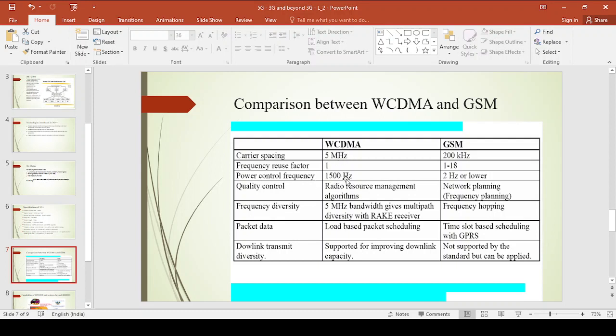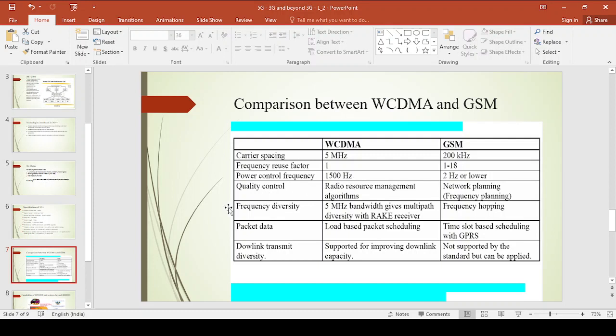and that is 1500 hertz for WCDMA and 2 hertz or lower for GSM. If you observe this term, the power control frequency is less for GSM. That means you cannot minimize the interference as well; it may or may not, but it is less, right? You cannot minimize interference under GSM as compared to the minimization of interference under WCDMA.